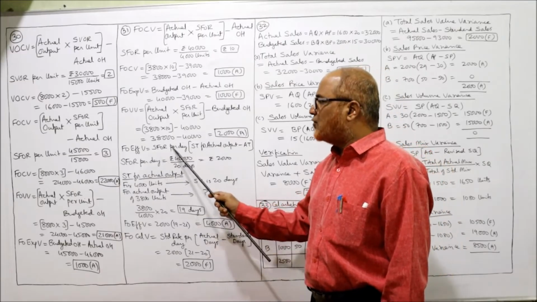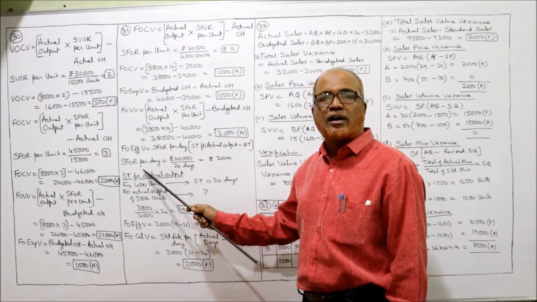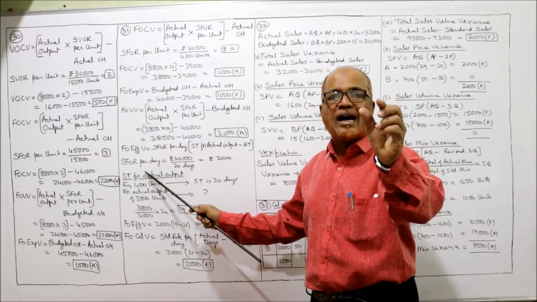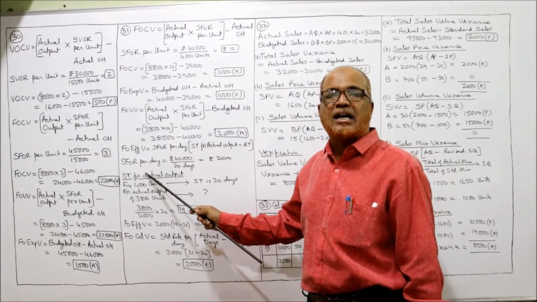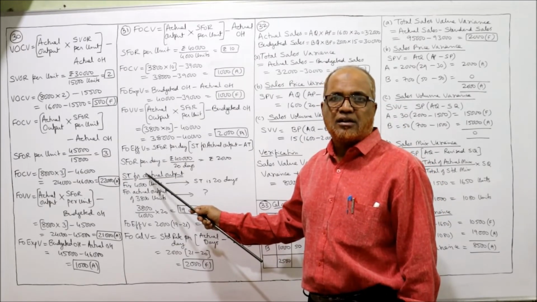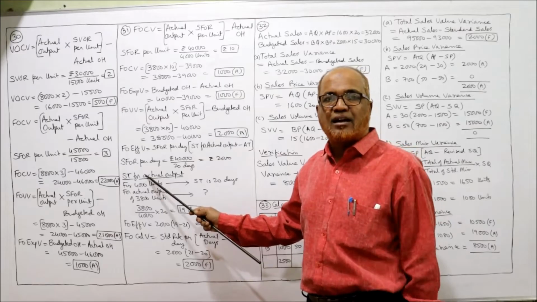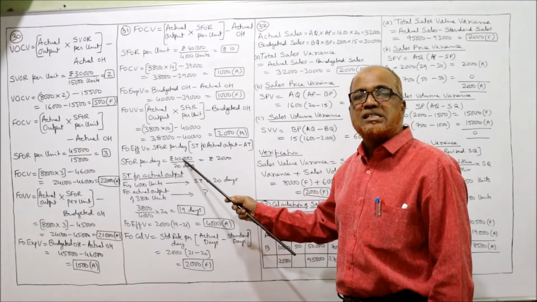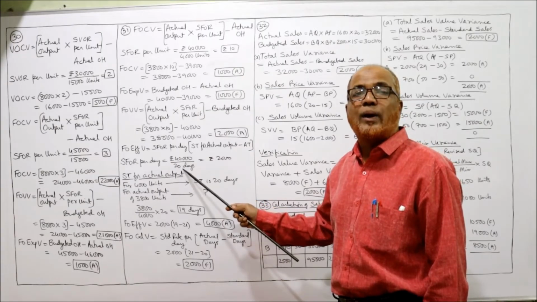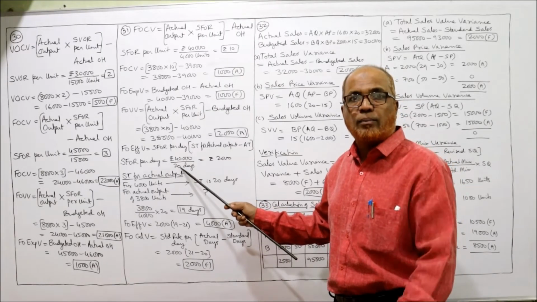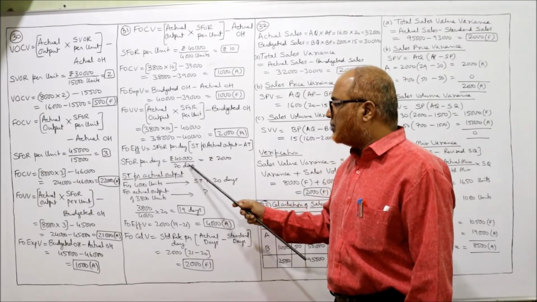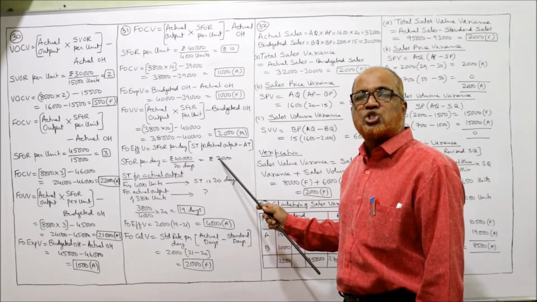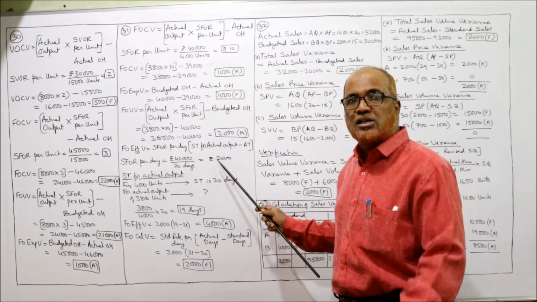So first of all, SFOR per day, standard fixed overhead rate per day, is equal to standard overheads divided by standard number of days. The standard fixed overheads are 40,000 and standard number of days are 20 days, given in the problem. So 40,000 divided by 20, 2,000 rupees. The standard fixed overhead per day is 2,000.